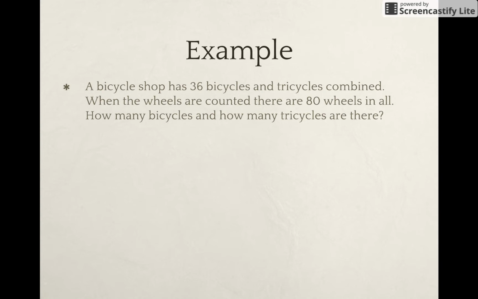This is a classic problem I give in a problem-solving context because there are lots of ways we can approach this problem. Some students may begin by guessing the number of bicycles and tricycles and seeing how many wheels they have. For example, I could try 18 bicycles and 18 tricycles because that would give me 36 in all. And then I can count the number of wheels. I would see that that's not the solution because I don't have 80 wheels, and I could adjust from there.